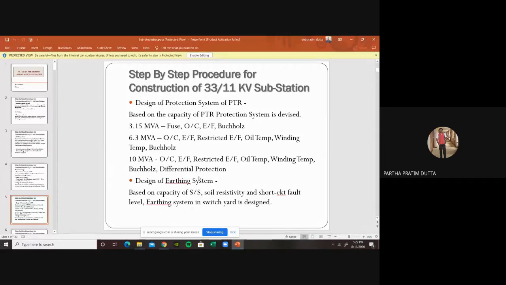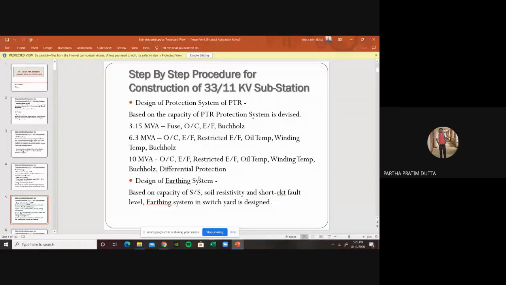And then we design the protection system of the PTR. Based on the capacity of the PTR, we choose the protection system. For 3.15 MVA, we usually use a fuse system. The fuse is a very good protective system. I think the most reliable protection system in the entire world that we still consider is the fuse unit with IDMT characteristics, the inverse definite minimum time characteristics.